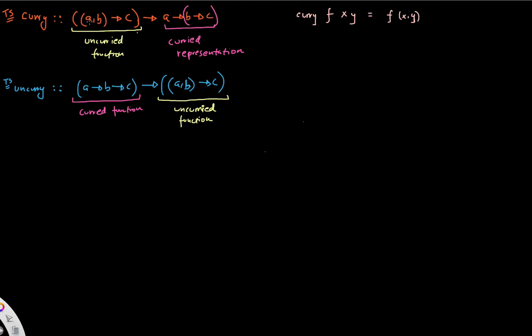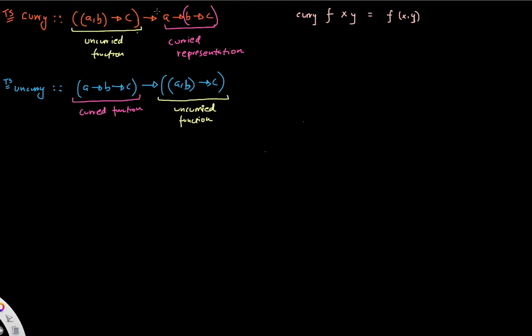These values of type a and b are already collected in the variables x and y. So I'm taking my x and y, making them a tuple, and once I've got a tuple, I'm applying that tuple on my function f. Okay, so the type of this curry over here is simply that it takes in a function f, right?